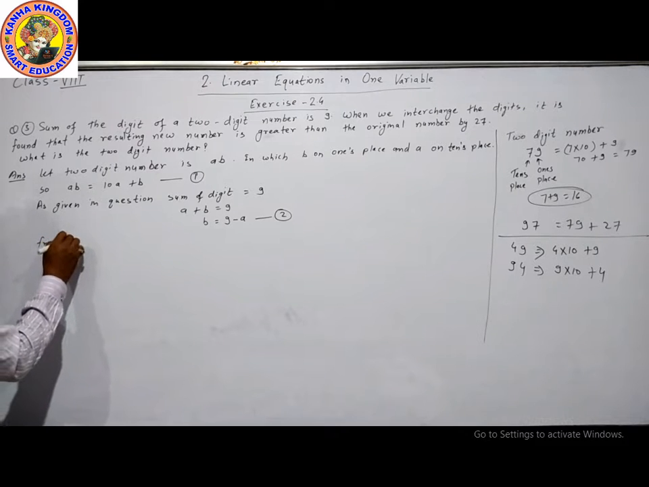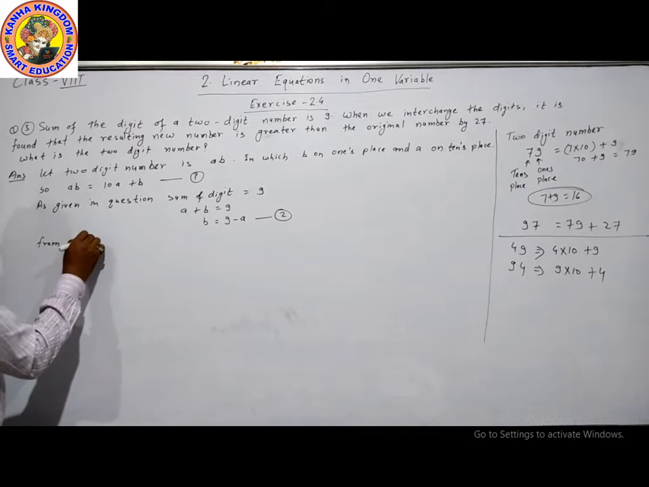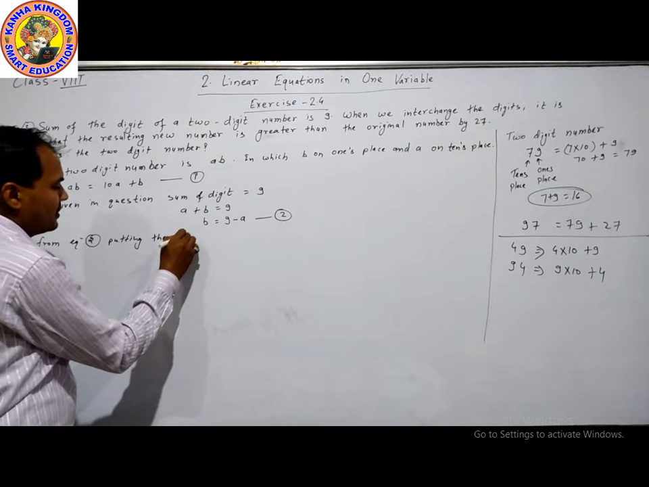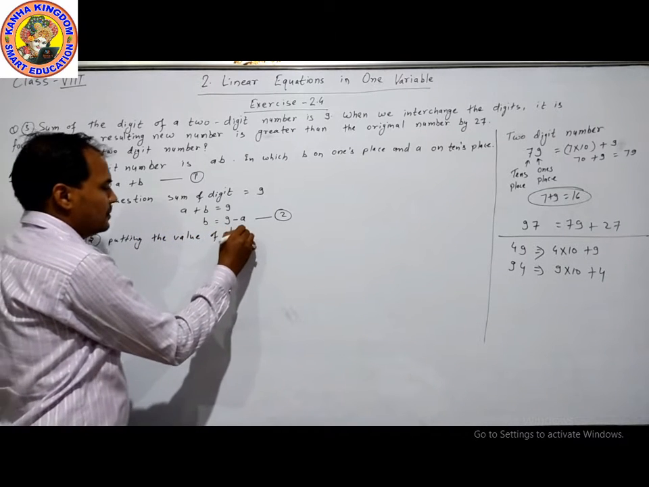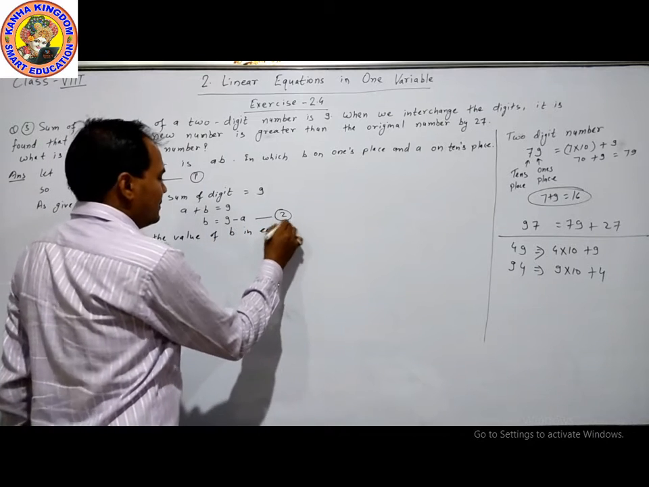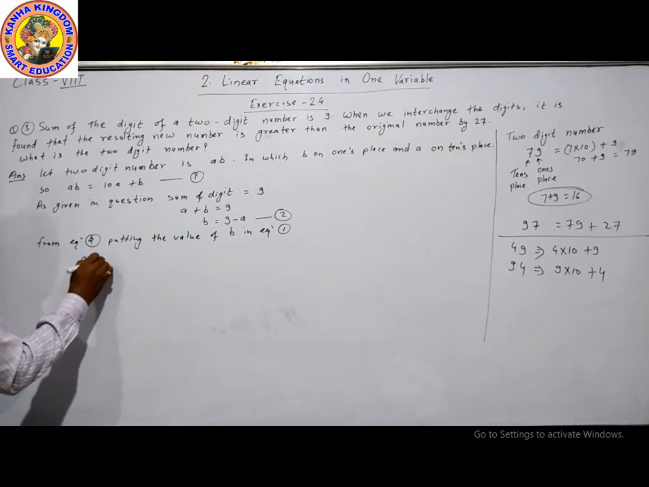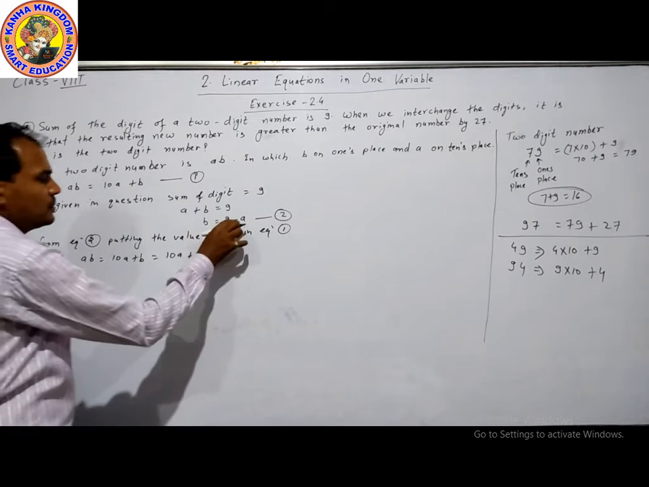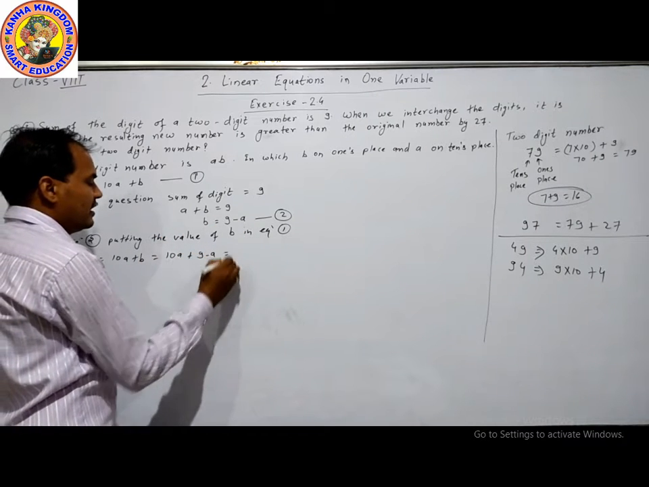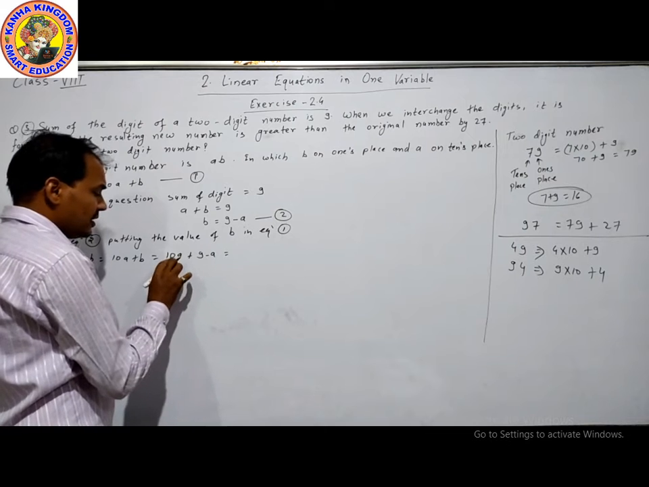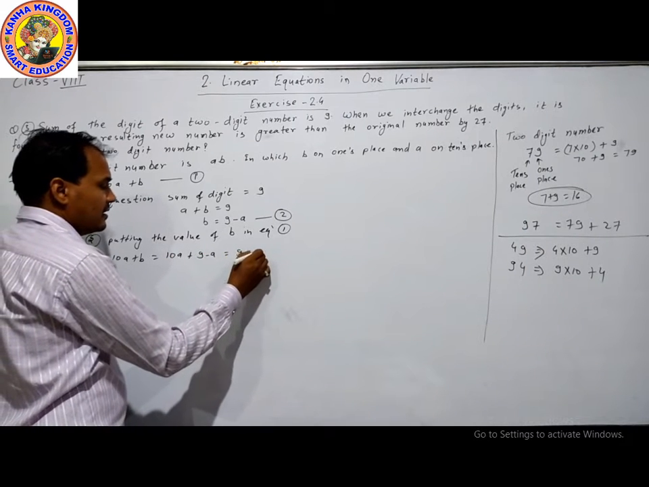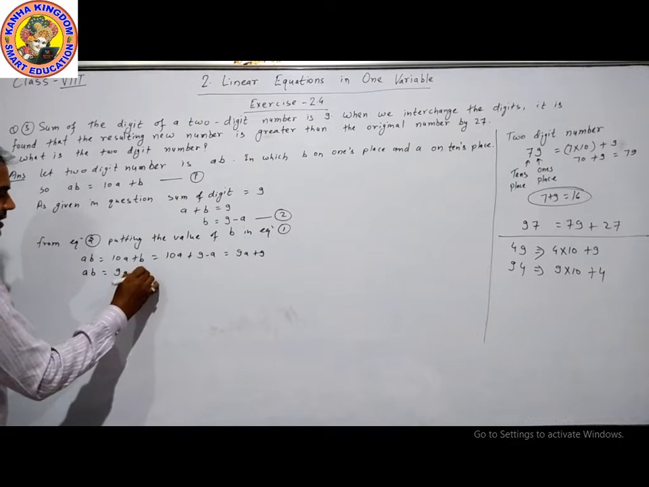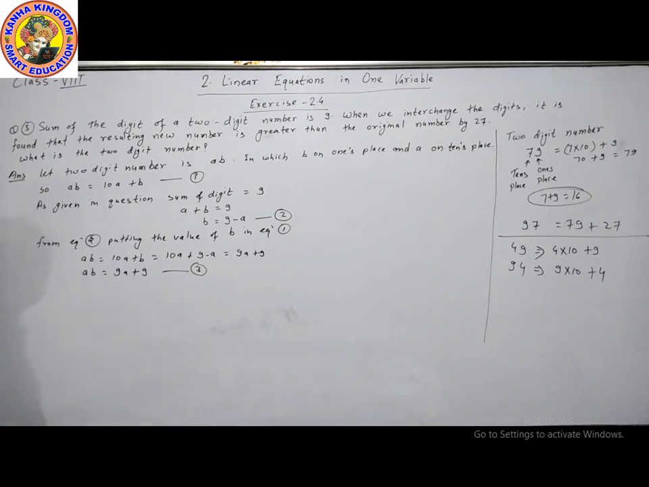From equation 2, putting the value of B in equation 1: AB is equal to 10A plus B. What is the value of B? The value of B is 9 minus A. So it becomes 10A minus A, which is 9A, plus 9. So AB is equal to 9A plus 9. This is our third equation.